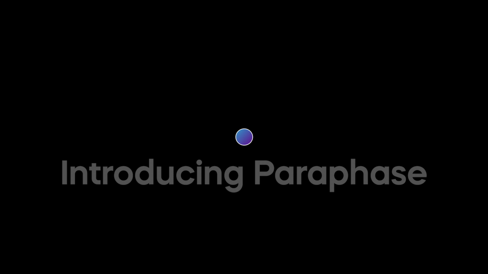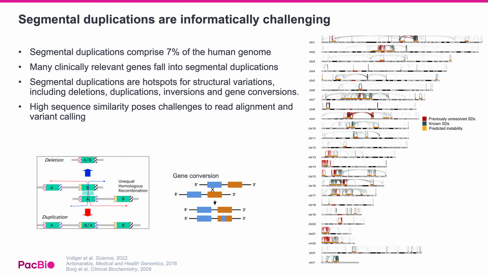The human genome contains a large number of long DNA sequences that are present in multiple copies with high sequence similarity. Many medically relevant genes fall into these so-called segmental duplications, where read alignment and variant calling are difficult due to the presence of gene paralogs or pseudogenes that are highly similar in sequence.